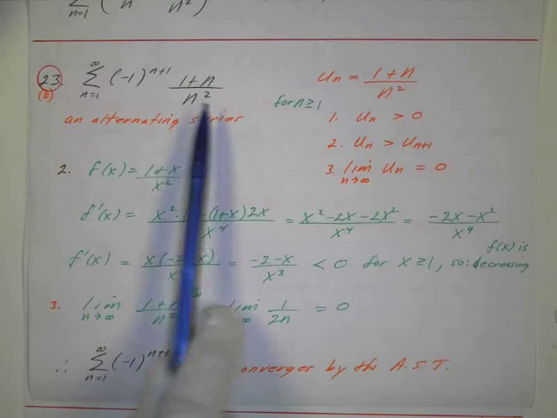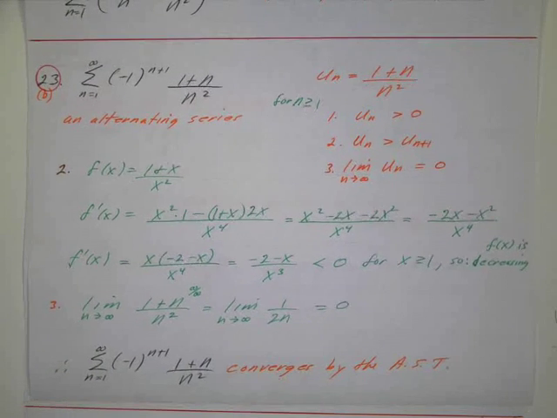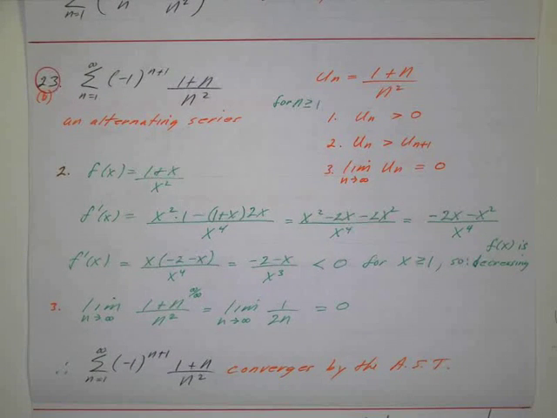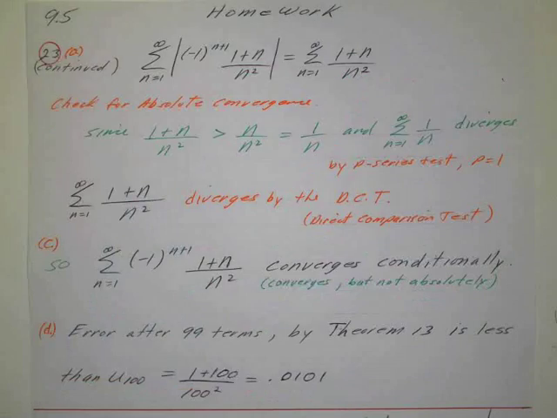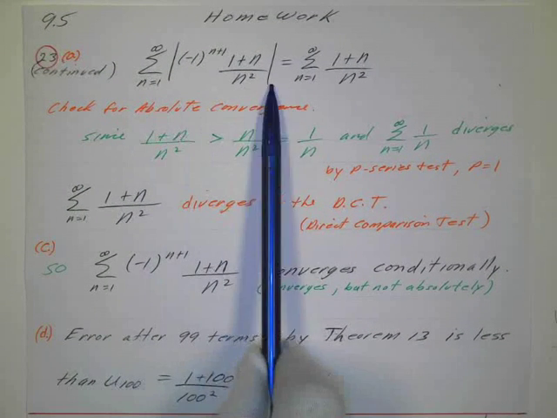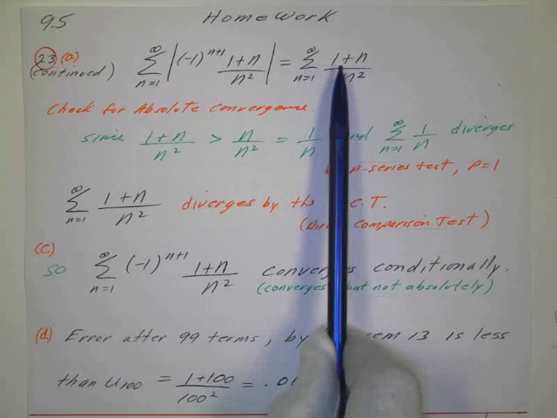It's an alternating series, but what I'm going to do is check for absolute convergence first, because if it converges absolutely, then we know it converges, and then we don't have to worry about conditional convergence. So I'm going to do that. I think that's probably the safest way to go in the long run. All right, so this is my series, and I took the absolute value of it to check for absolute convergence. And that just gives me this series.